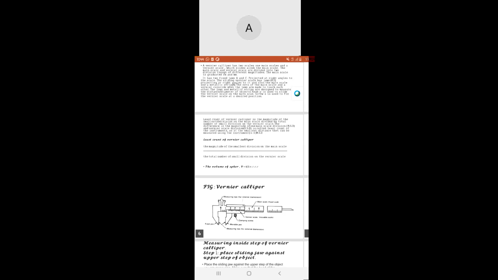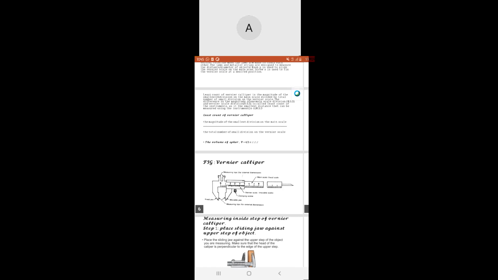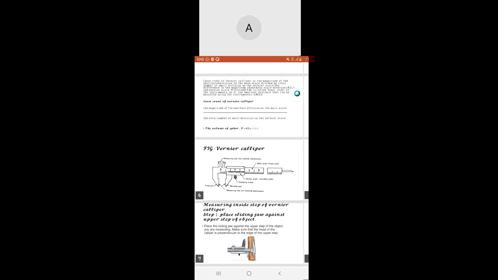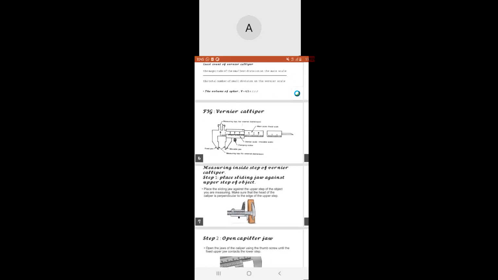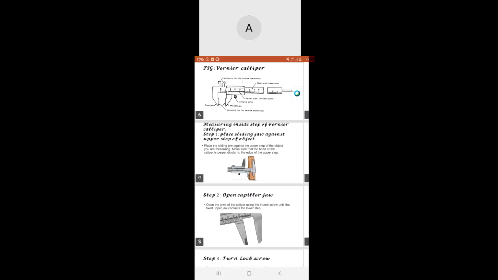The difference in magnitude of a main scale division MSD and a Vernier scale division VSD is called the least count of the instrument, as it is the smallest distance that can be measured using the instrument, equal to n minus 1 main scale divisions. The volume of a sphere V equals 4 by 3 pi r cube. And this is the figure of the Vernier caliper. How can we measure with the Vernier caliper? Here are some steps. Step 1.